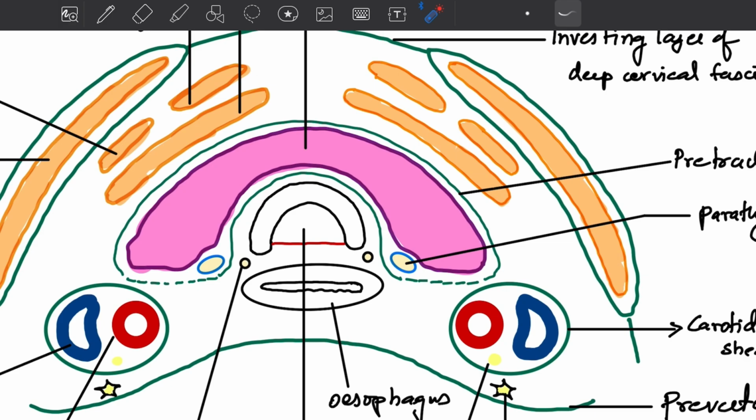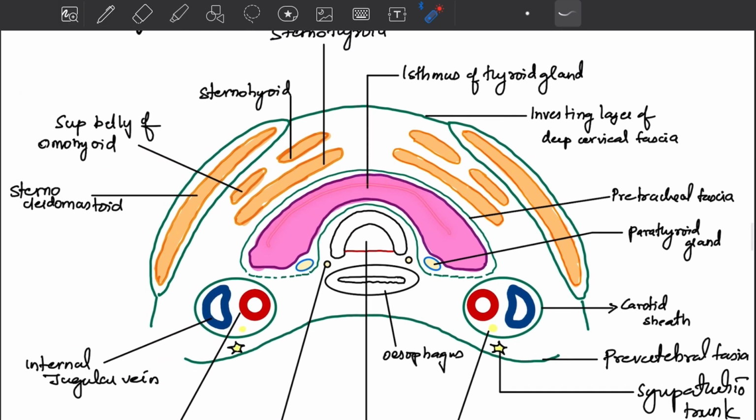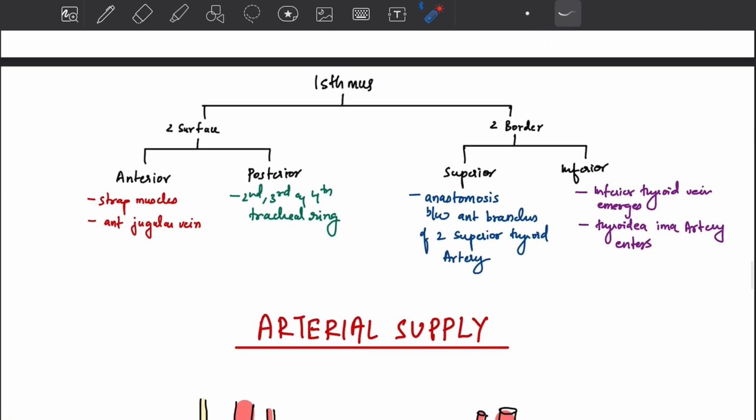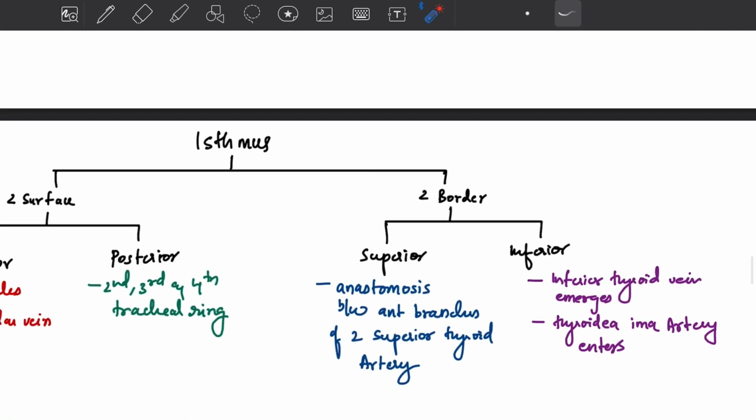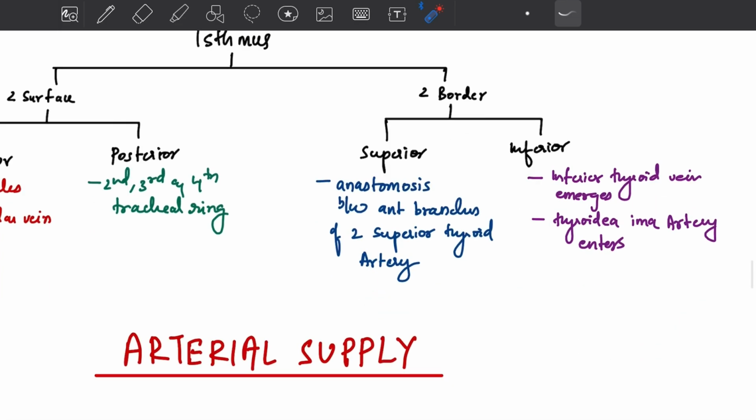As we already said, this is the isthmus of the thyroid gland, and this is the trachea lying posterior to it. Coming to the borders, the superior and the inferior border: the superior border is related to the anastomosis between the anterior branches of the superior thyroid arteries of both sides. The inferior border is related to the emergence of the inferior thyroid vein and the entering of the thyroidea ima artery. Both of these we will be seeing in the arterial supply of the thyroid gland.